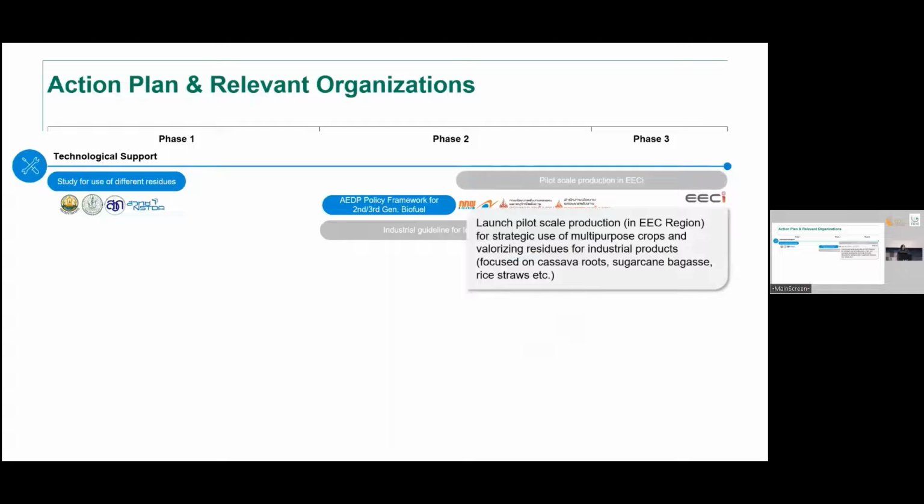The next action plan is focused on a pilot scale production in the EEC region for strategic use of multi-purpose crops, or what we call valorizing crop residues, focused on the top three residue types, which are cassava roots, sugarcane bagasse, and rice straws.